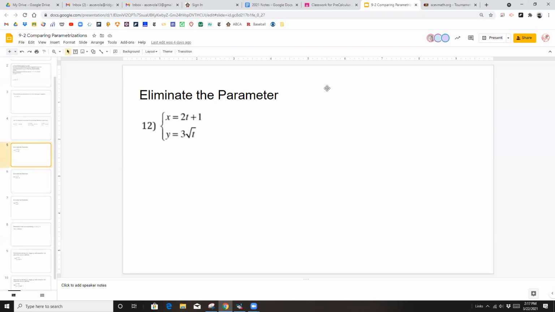Now, for eliminating the parameter, there's really only one equation you should arrive to, and it's going to be y equals something in terms of x. So the way we do that is to isolate one of the variables. Well, actually, specifically t. So we're trying to eliminate t. So you take one of the equations and isolate t. So I'm going to take this one and isolate t by subtracting 1. So you get x minus 1 is equal to 2t, and then dividing by 2. So we get t is equal to x minus 1 over 2.